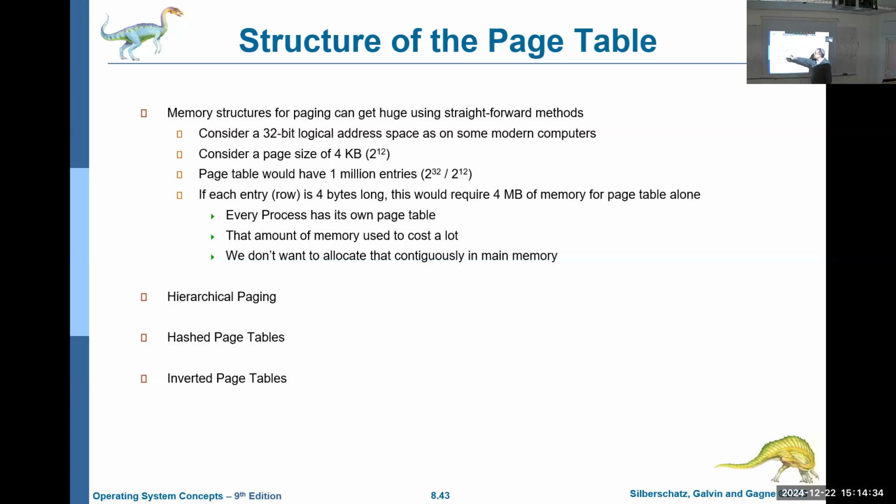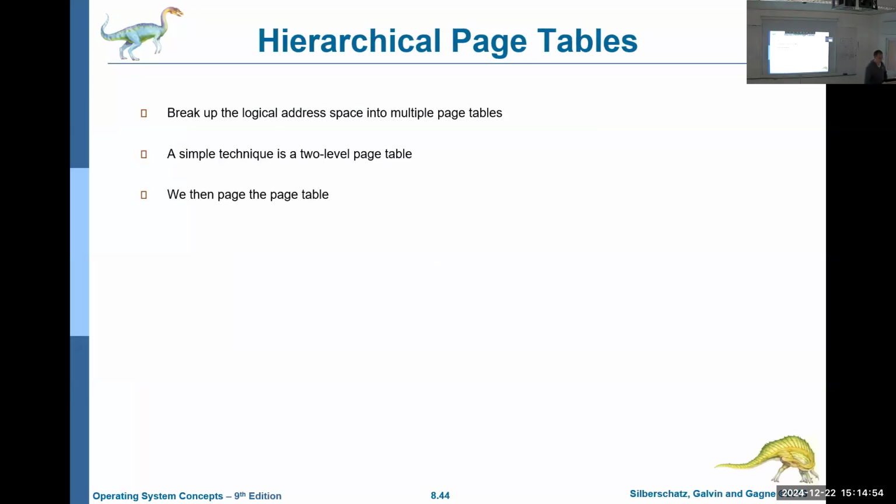But with hierarchical, we're going to get rid of two things. We're going to avoid contiguous, and we're also not going to need 4 megabytes, even if theoretically the program uses memory anywhere on the computer. As long as not everywhere on the computer, but anywhere on the computer, we still won't need 4 megabytes. So we'll see how we do that. So let's go to it.